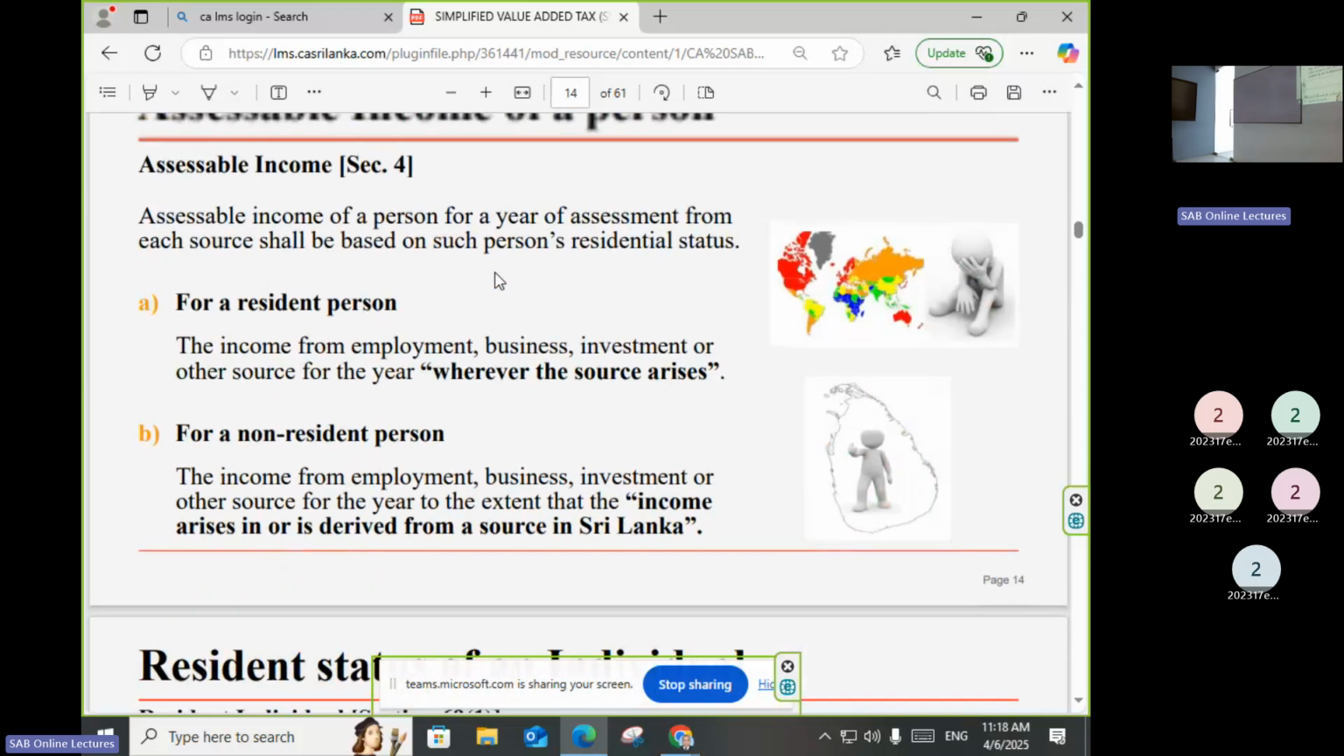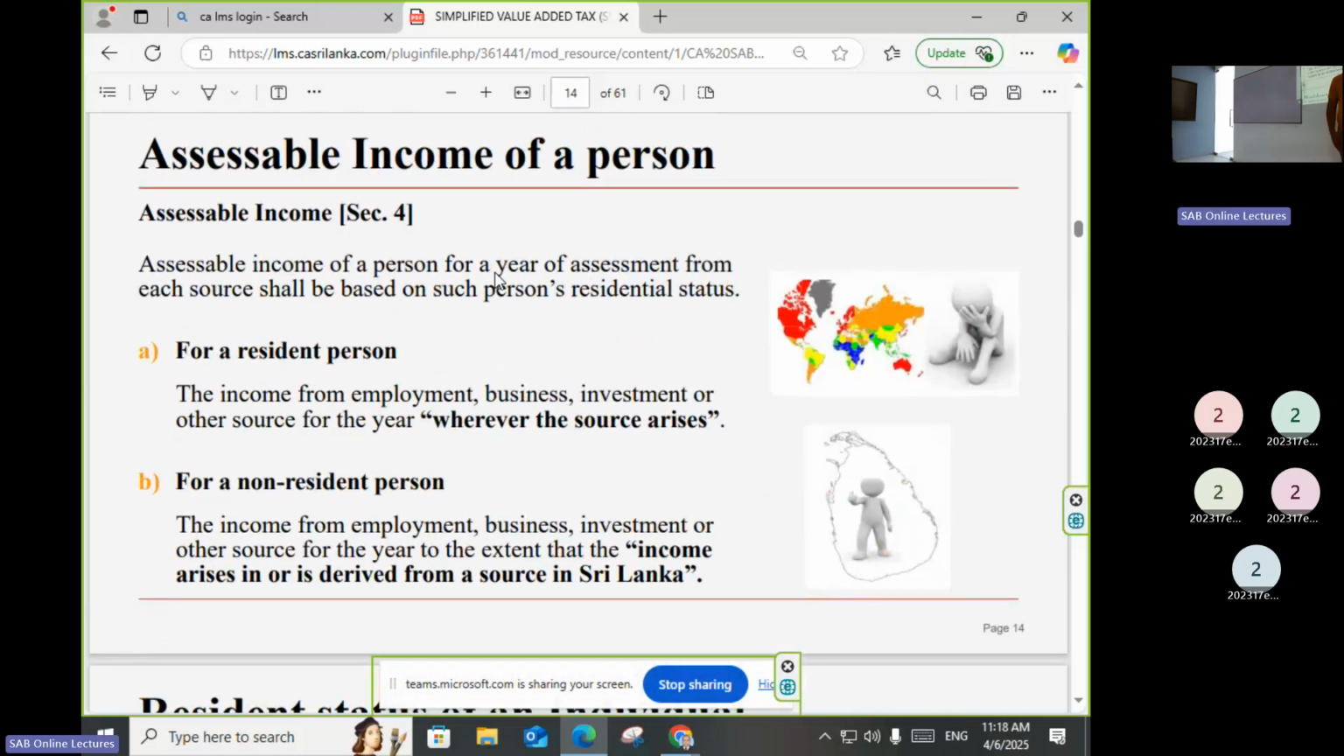So now we work out taxable income. First we have to work out the assessable income. Section 4 says the assessable income of a person for a year from each source shall be based on such person's residential status. So we have to recognize residence. It says for a resident person, in case of the resident person, the income from employment, business, investment, or other sources for the year wherever the source arises.